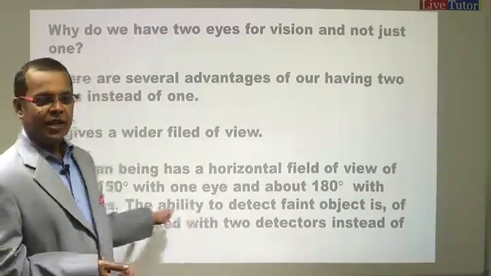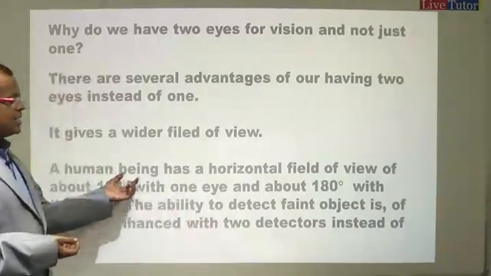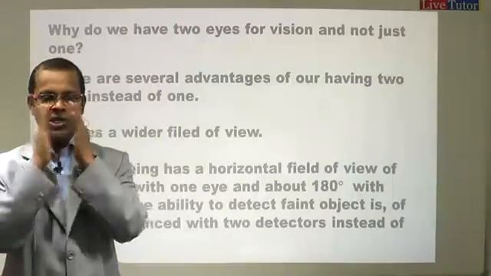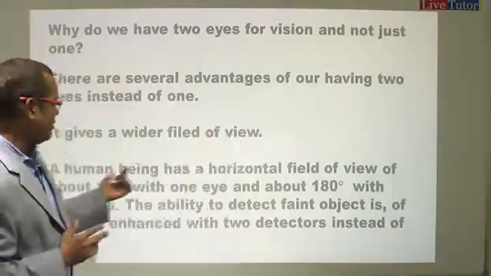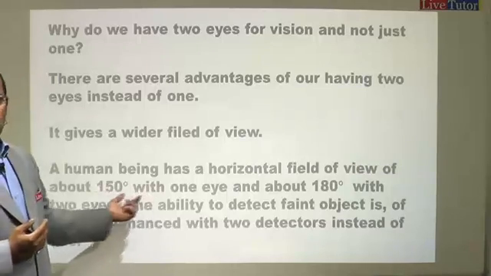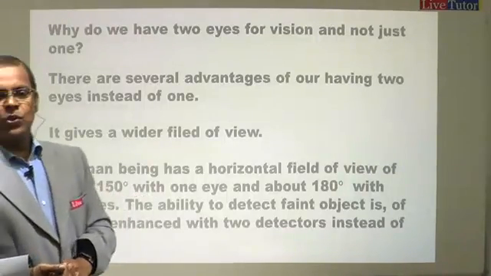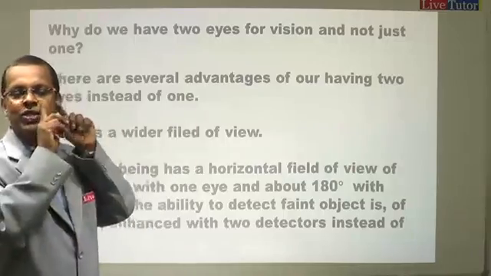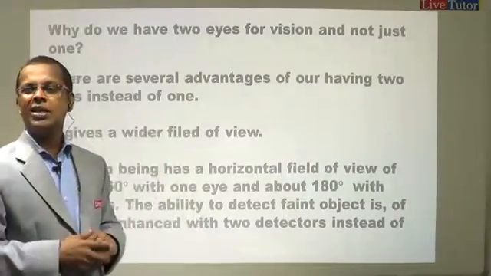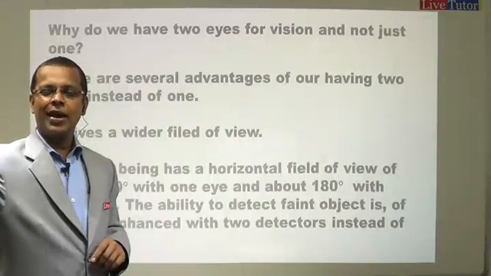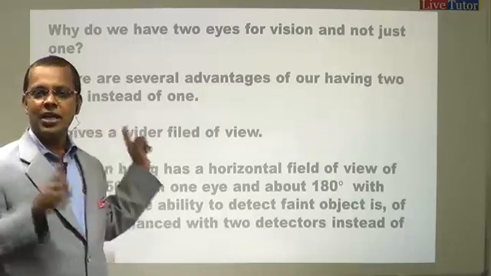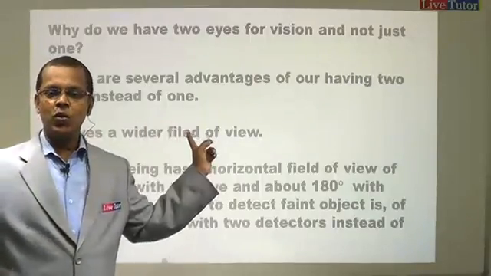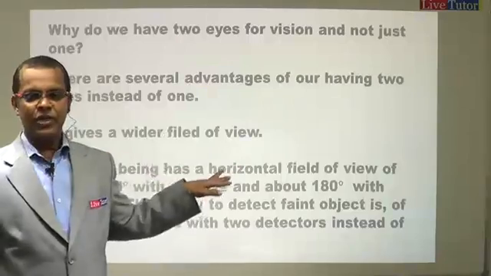Similarly, when you are talking about human beings, they have got a horizontal field of view, because we are able to see only straight, horizontally, about 150 degrees with one eye and about 180 degrees with the two eyes. If you close one eye, you will be able to see maximum 150 degrees. If you mark a point on one object and then the other object at the extreme point, this angle will be almost 150 degrees. And if you use both the eyes, you will be able to see around 180 degrees horizontally.